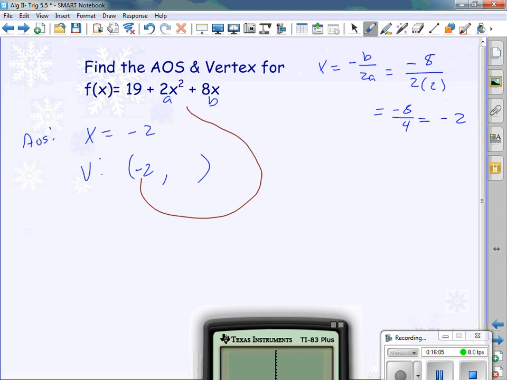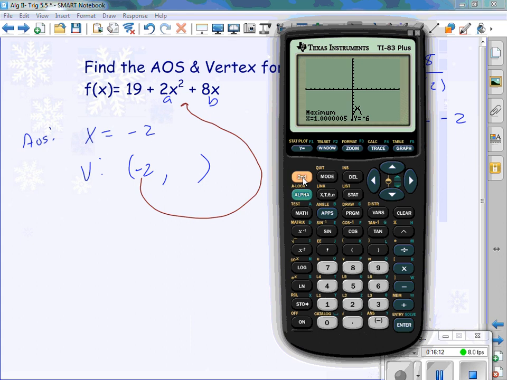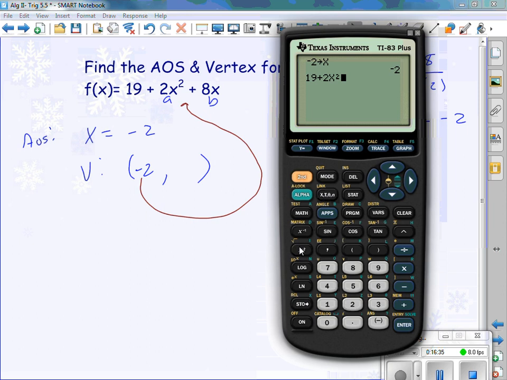Now, I'm going to show you how to use the calculator for something. If I take negative 2 and I store it into x, the store button is next to the 1, and then I press x. It just says negative 2. But now if I type 19 plus 2x squared plus 8x, what I've told the calculator is to put the number negative 2 in and make that equal to x. So whenever I type x, my answer is 11.